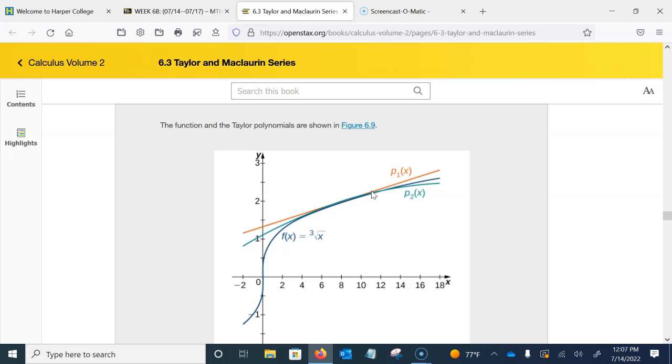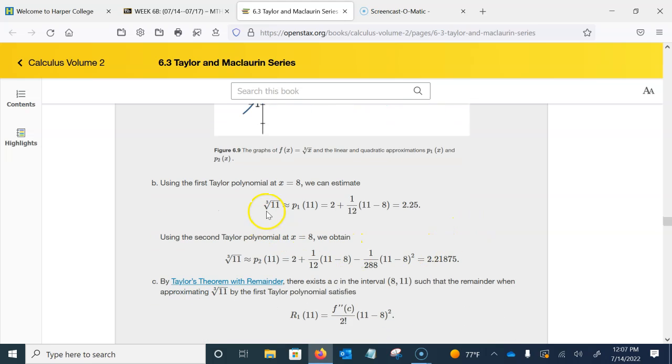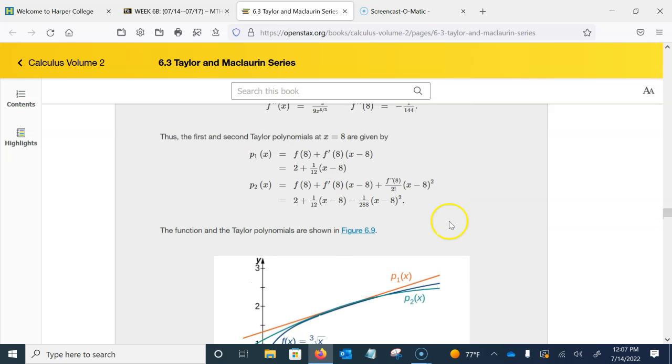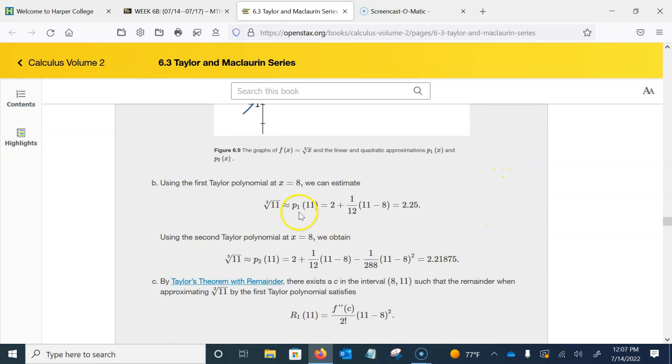And here I'm using the orange trace and the cyan trace to estimate the cube root of 11. So the cube root of 11, if I use P1, remember the definition of P1 now, 2 plus 1/12 x minus 8. So P1 at 11 would be 11 minus 8. That's 3. 3/12 is 1/4. So it'd be 2 1/4. Right? If I evaluate P1 at 11, I get 2 1/4.